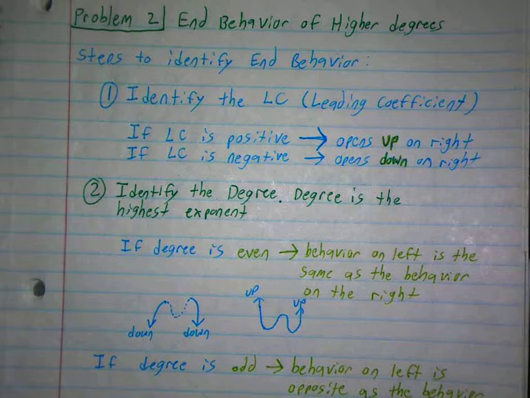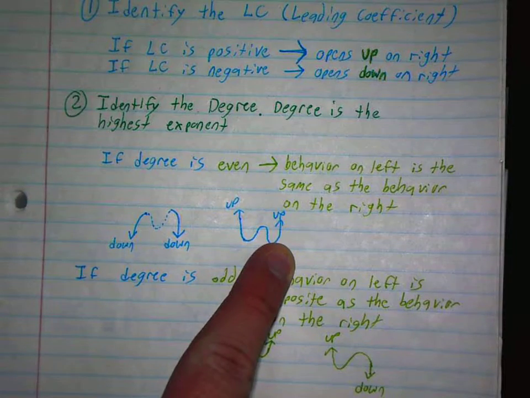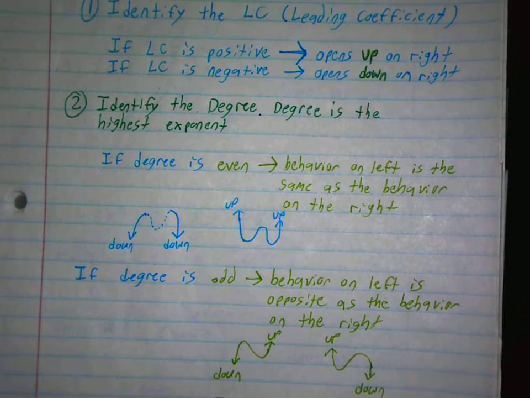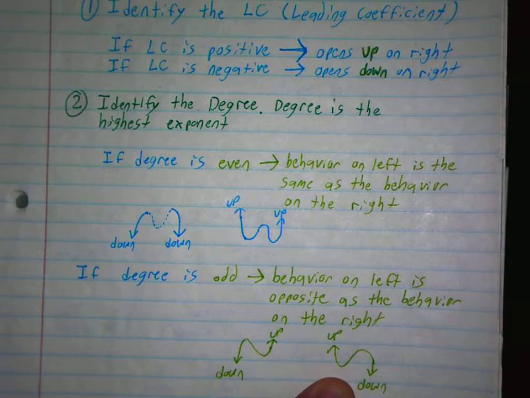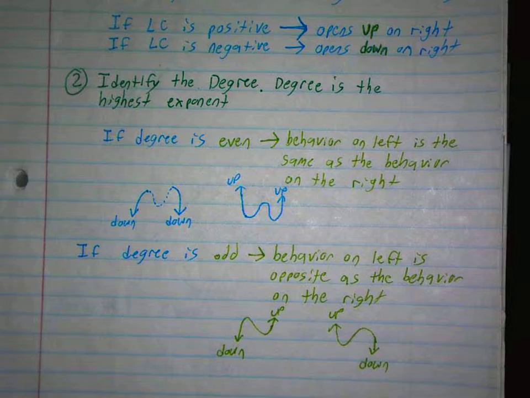Now if you have an odd degree, then it's going to be odd and do the opposite on the left than it did on the right. So if it opened up on the right, it'll open down on the left. And if it opened down on the right, it's going to open up on the left. Okay, so you can see evens will either be down and down or up and up, and odd degrees will be down and up or up and down. So how do you know which one it is? You look at the degree and the leading coefficient.